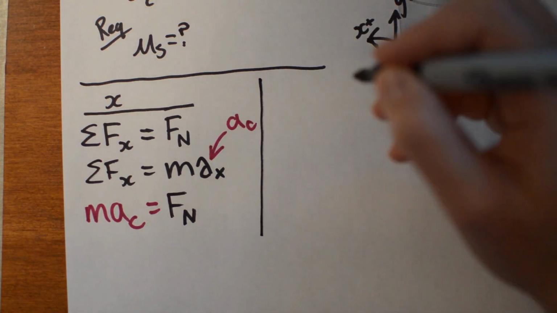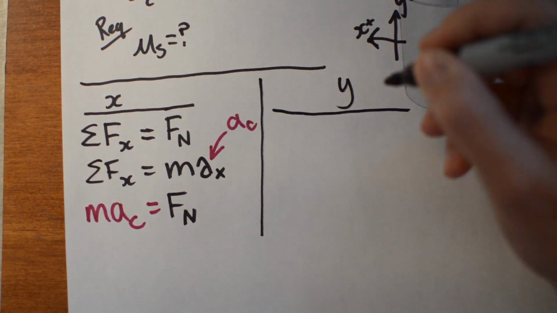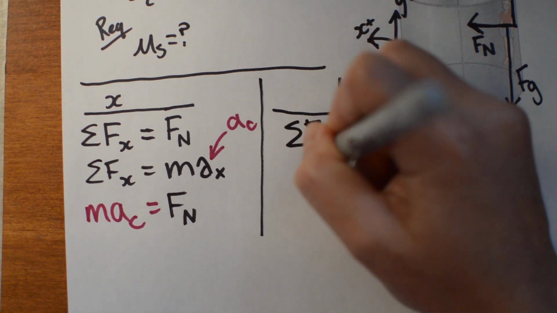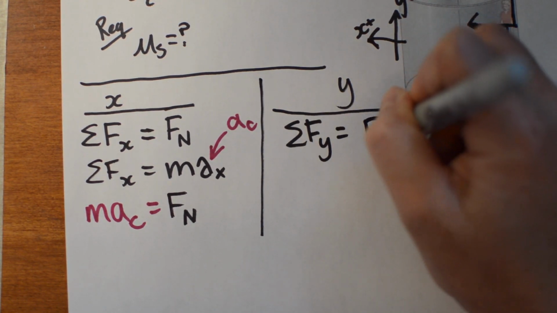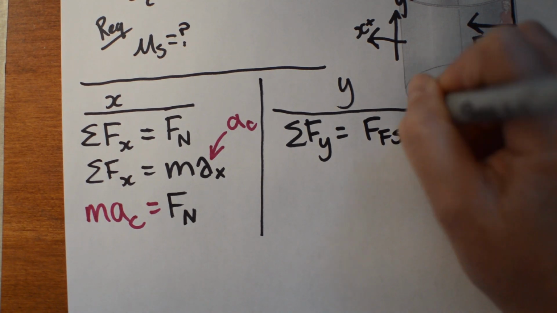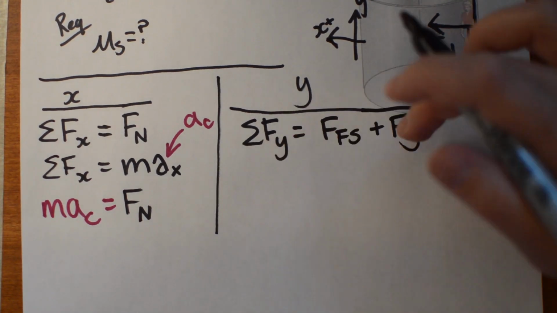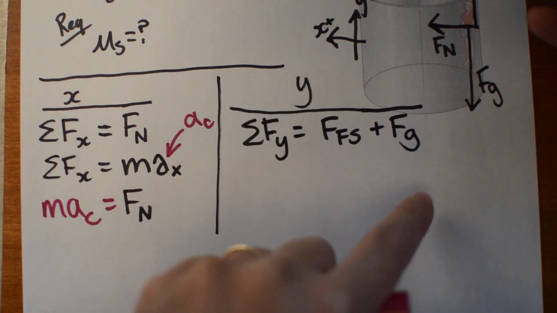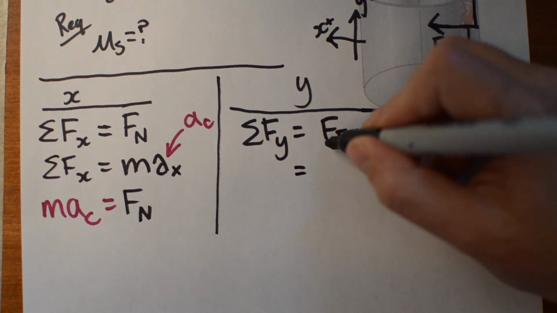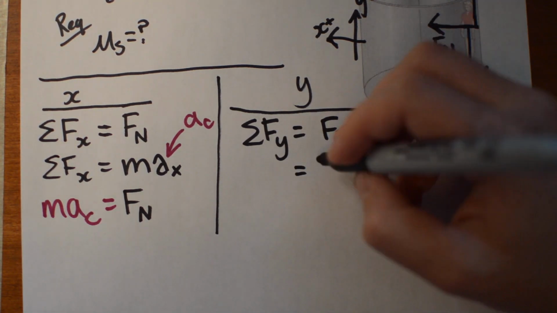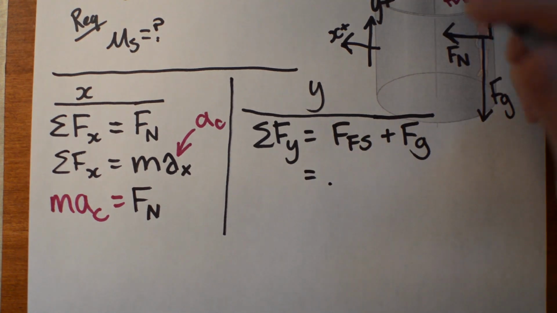Now I'm going to sum up my forces in y. So in the y direction, there are two forces. There's the static friction force up and gravity down. We just write them in positively at first, right, just adding them together, but we'll put in the signs in our next step.